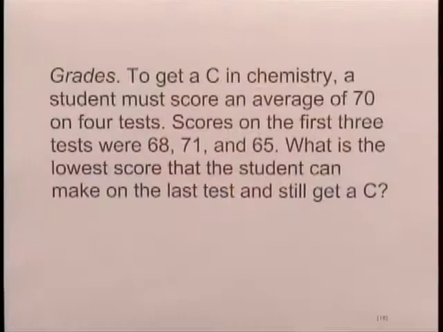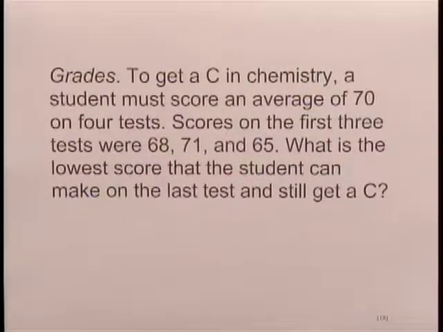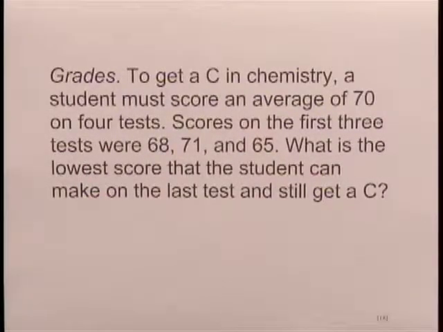This question concerns grades. To get a C in chemistry, a student must score an average of 70 on 4 tests. Scores on the first 3 tests were 68, 71, and 65. What is the lowest score that the student can make on the last test and still get a C?